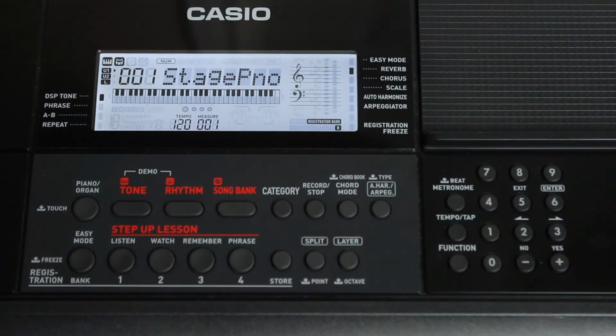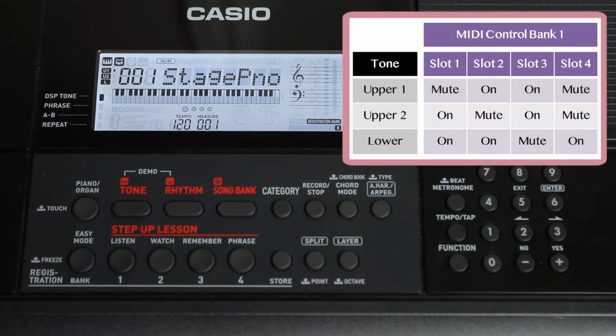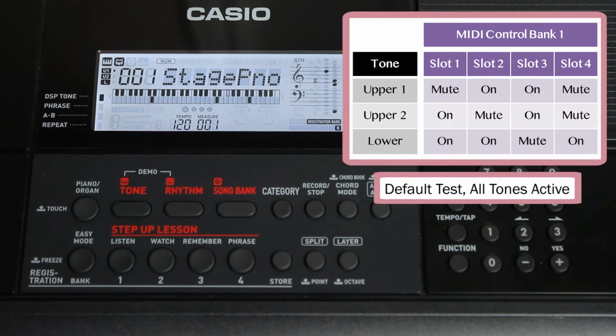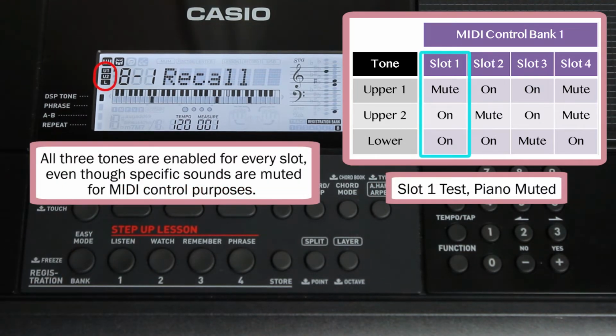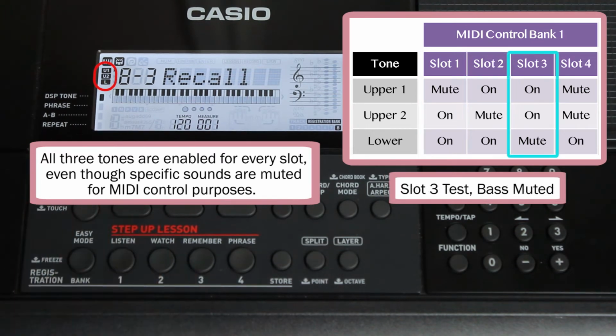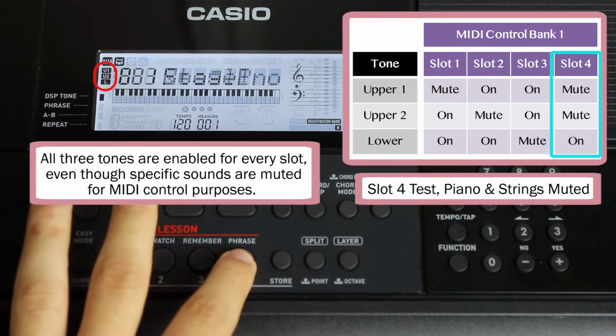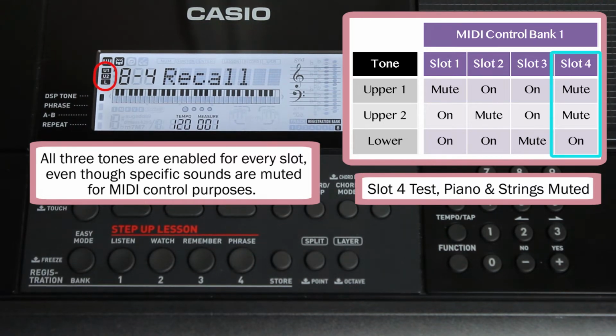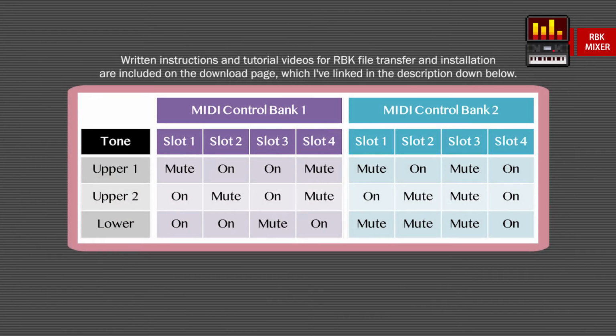Unfortunately, the entry-level CTX models and the CDP-S350 do not have a mixer menu, but these custom-made RBK files circumvent this limitation by muting certain layers whenever a specific registration slot is selected. This graphic shows the contents of both MIDI control registration banks, so just import the appropriate RBK file and recall whichever slot matches your MIDI control needs.